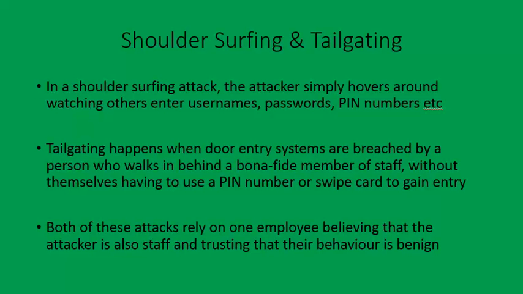Shoulder surfing and tailgating. In a shoulder surfing attack, the attacker simply hovers around, watching other people enter their usernames, their passwords, or their PIN numbers, etc. Tailgating happens when door entry systems are breached by a person who just simply walks in behind a bona fide member of staff, without themselves having to use a PIN number or a swipe card to gain entry. Both of these types of attack rely on trust. They rely on one employee believing that the attacker is also staff, and that their behaviour is harmless or benign.